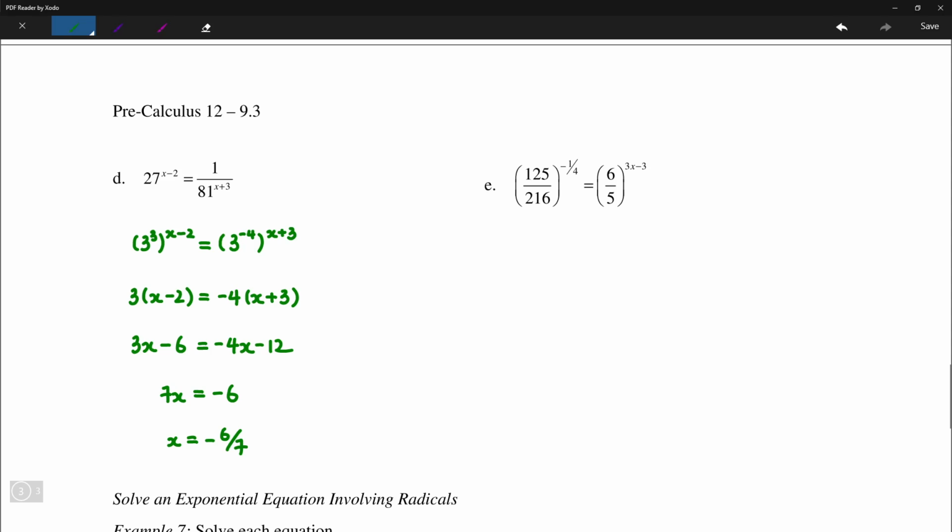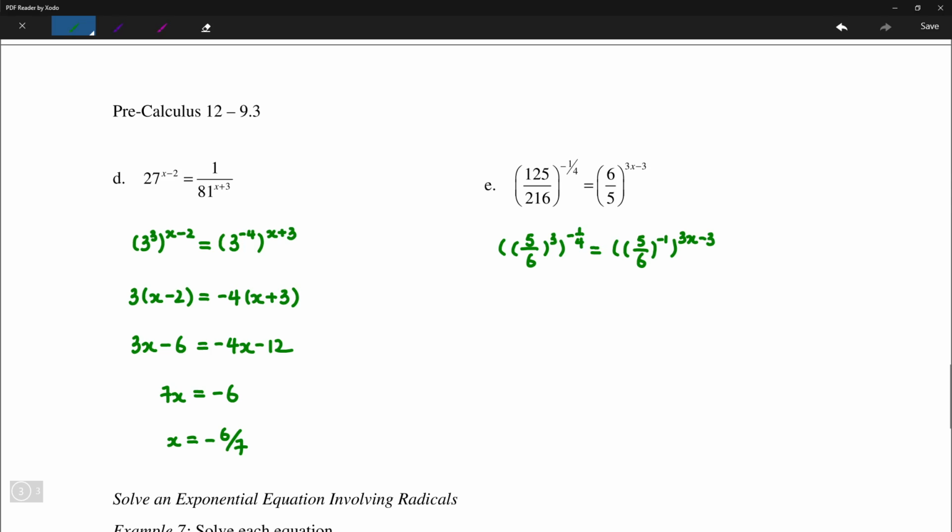Okay, so this last one, a couple of different things going on. 125 and 216 are, of course, related to 5 and 6 respectively, so we can rewrite this as 5 over 6 cubed, and then to the negative 1/4 power. And then to make the right-hand side's base match, we can rewrite this as 5 over 6 to the negative 1. That way we get the reciprocal of 6 over 5. And then to the 3x minus 3.